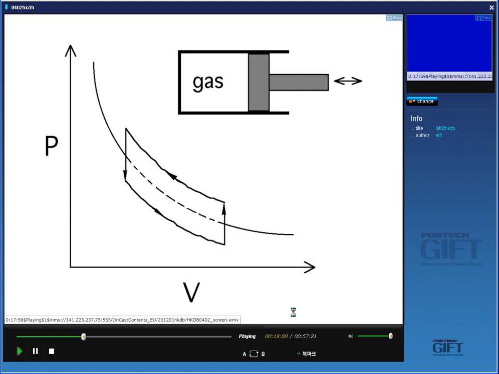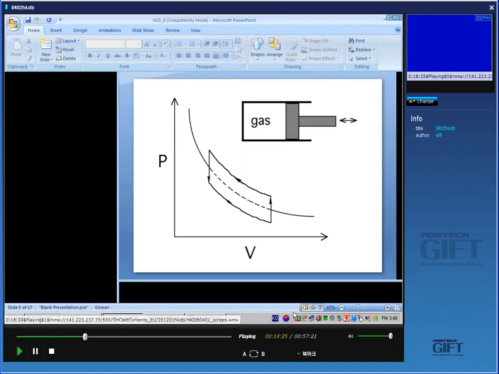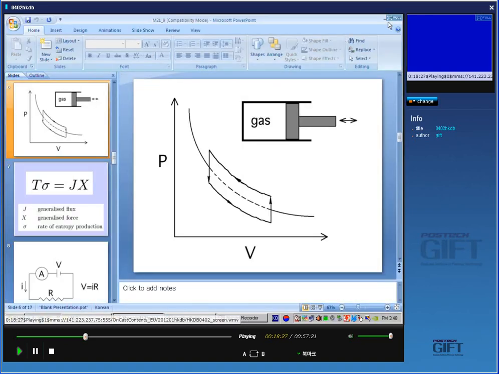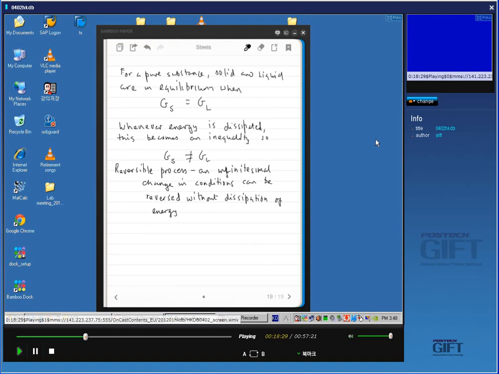Now, can somebody tell me what is the energy dissipated in this process? Yep. It's due to friction, but on that diagram, what is it? It is this area. So clearly, this is not a reversible process because if I change my pressure by an infinitesimal amount, nothing happens because I've got friction there. Okay? So an irreversible process dissipates energy.